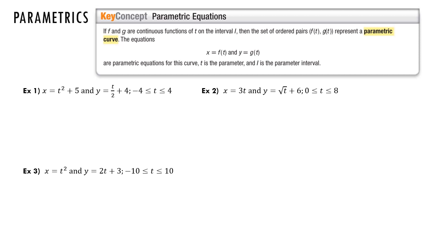F and G are continuous functions. And so the F function goes with X and the G function goes with Y. And we plug the T for time into each function to get a new set of ordered pairs that makes a new parametric curve relating each of these two functions to the same time.